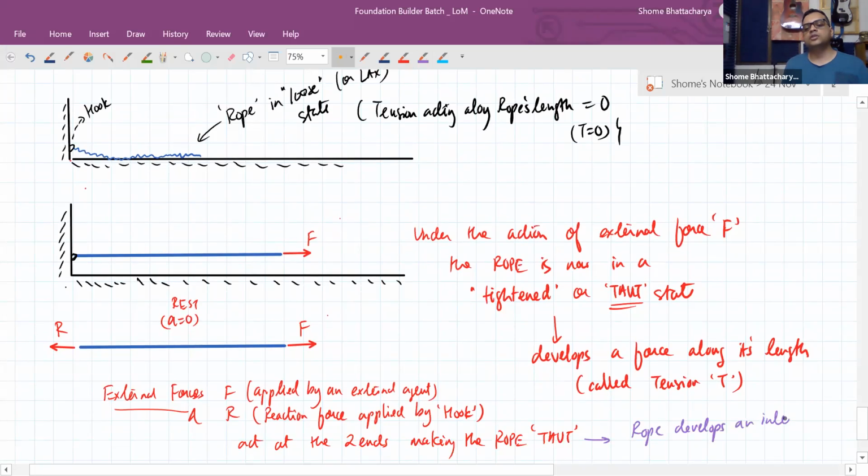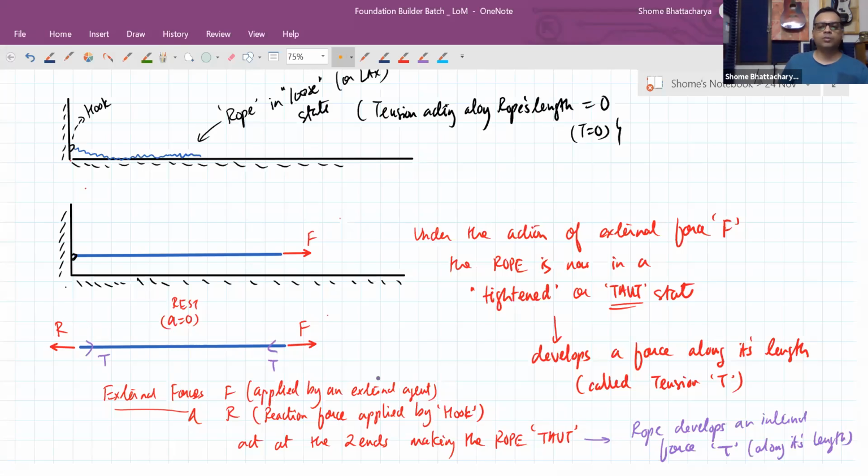an internal force T along its length. So that internal force acts like this. At this end of the rope, you will see an inward force acting. At this end of the rope, you see an inward force acting. So F and T are actually like an action reaction pair. Now, if you're the external agent who's pulling the rope with your hands with the force F like this, your hands will experience an equal and opposite force opposite to F that you are applying. So that force is nothing but the tensile force, or the tension developed in the rope.